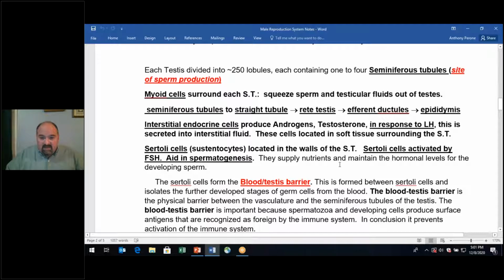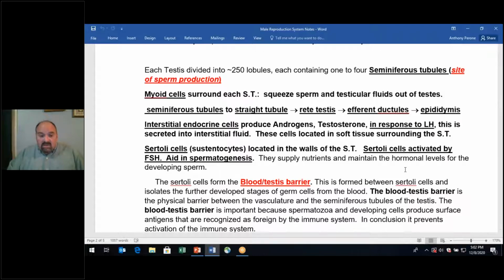Let's see here. And so also you'll see here these Sertoli cells, right? Also known as sustentocytes, present within the seminiferous tubules, involved in spermatogenesis, right? And they're activated by follicle stimulating hormone. This FSH, also present in the female, is secreted, and its function is to be involved in maturation of the ovum, of the egg, for ovulation to be released, and then possible fertilization.